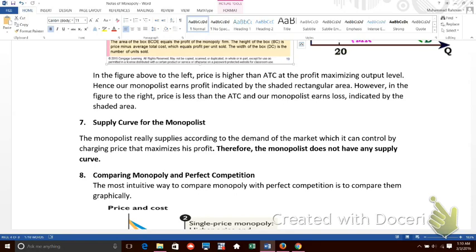But a monopolist really doesn't have a supply curve. Think about this. A monopolist really chooses how much they want to produce based on the demand of the buyers. Right? A monopolist looks at how much output buyers are willing to buy, and then he figures out a price that is going to maximize his profit, and he just sets that. So the monopolist really does not have a supply curve. That's fascinating.